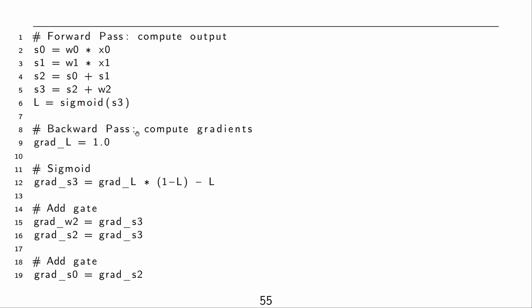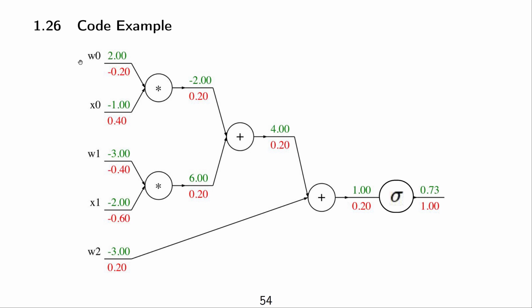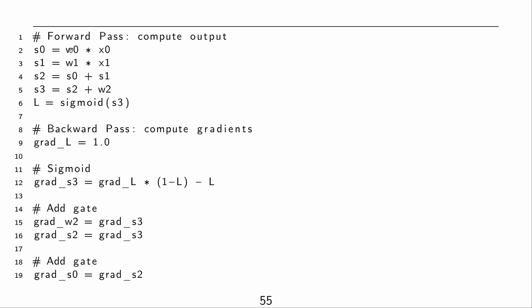So we have these input variables. Let's just go back and check what they are: W0, X0, W1, X1, W2. What we have is intermediate computations S0 to S3 relying on these input variables. Then S2 is combining two intermediate computations. S3 is combining one input and one intermediate computation. And then the final loss is a sigmoid of S3.